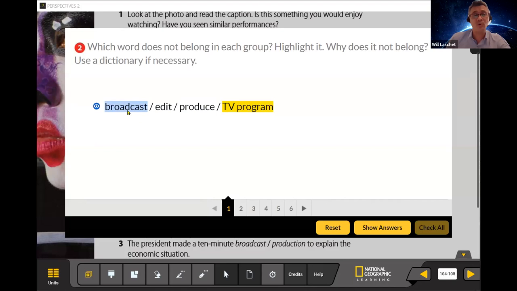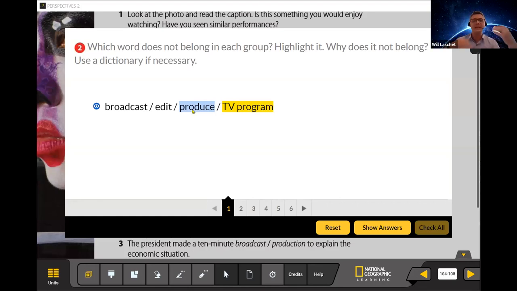So actually TV program, edit, and broadcast can all be nouns. So another word that could be the odd one out would be the word Roderick put earlier, produce. Although, the word produce can also be a noun in a different context. Produce could be an uncountable noun. So we could say that a broadcast, an edit, and a TV program are all countable nouns. Produce, meaning perhaps things that you buy, agricultural produce, could be an uncountable noun.